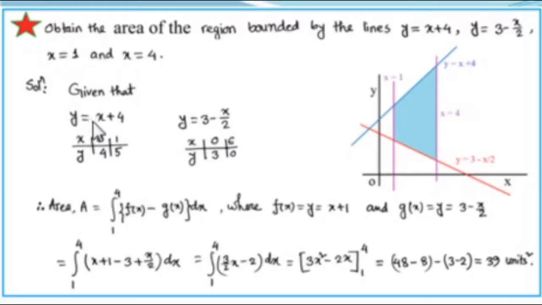For the first line, I have considered x equals 0, then x equals 1. Dear students, for the second line, I just considered x equals 0 and calculated y equals 3, and once again I considered y equals 0 and got x equals 6. This is, say, for the first line, y equals x plus 4.